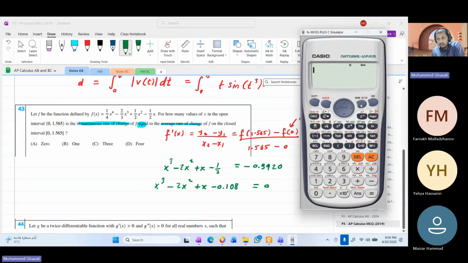You can use mode 5. You're selecting the cubic equation. Substitute everything: 1, minus 2, 1, and negative 0.108. How many answers are you getting? Three answers. Wait, you need to check if these answers lie between 0 and 1.565. So this answer is between 0 and 1.565. That's correct. This answer is also between 0 and 1.565. The next answer is also between 0 and 1.565. So 3, yes.